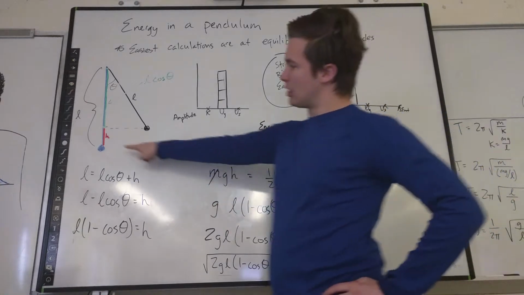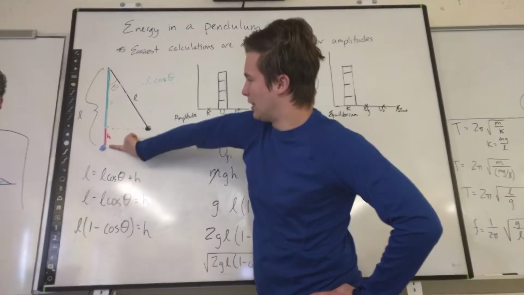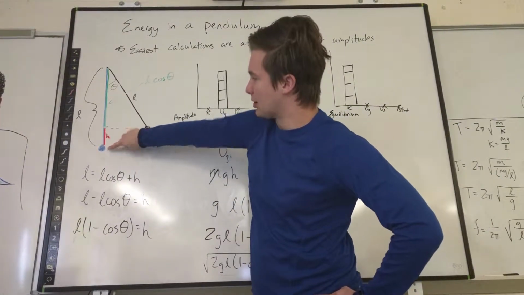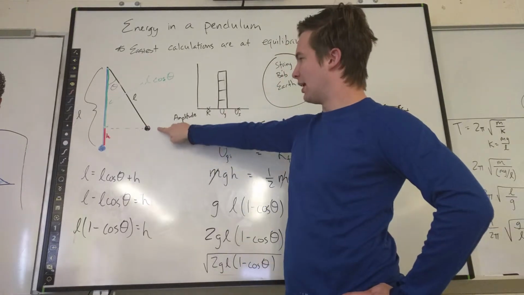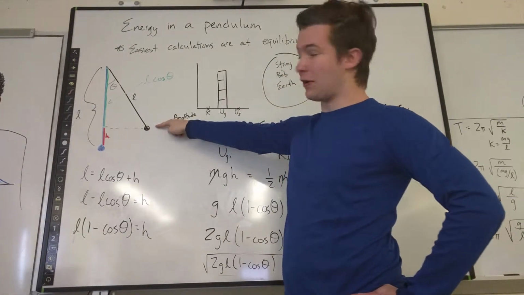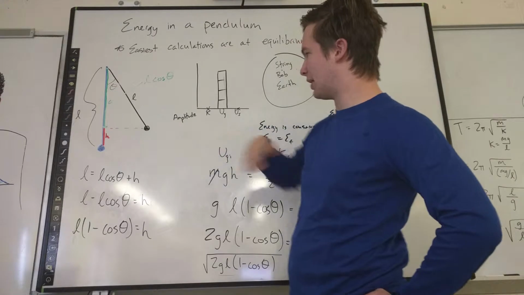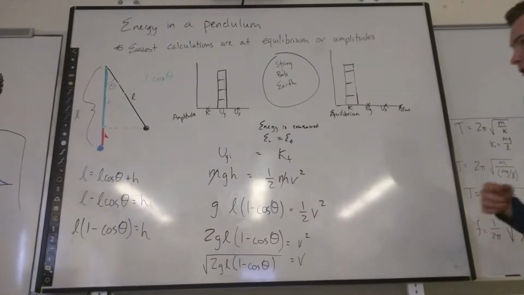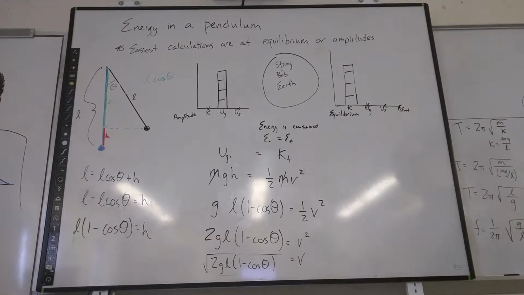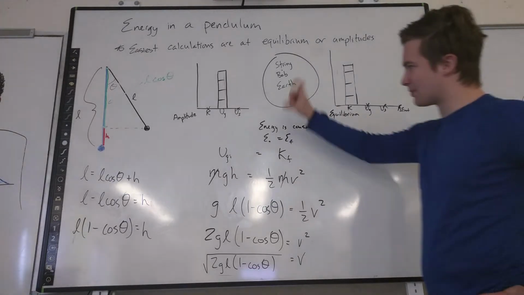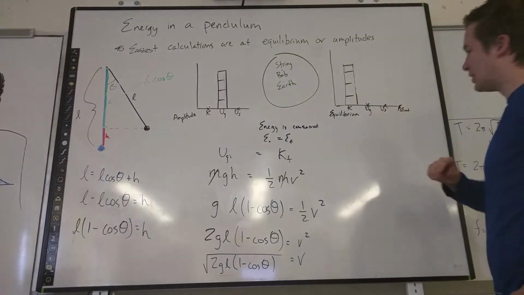If we were looking at the equilibrium point, well, we could call this h equals 0, so all of the energy is in kinetic. And up here, it's not moving at its highest point, so all of the energy is in gravitational potential energy. So my little diagram looks like this. My two snapshots are at the amplitude and equilibrium.